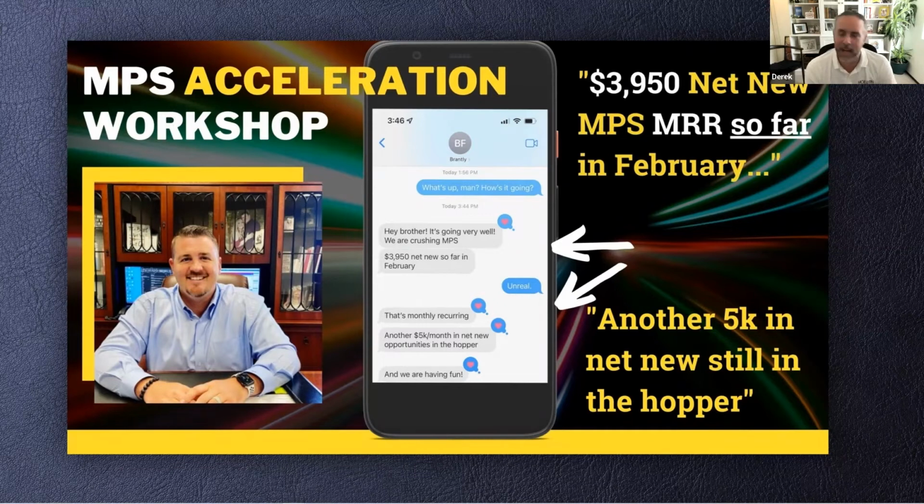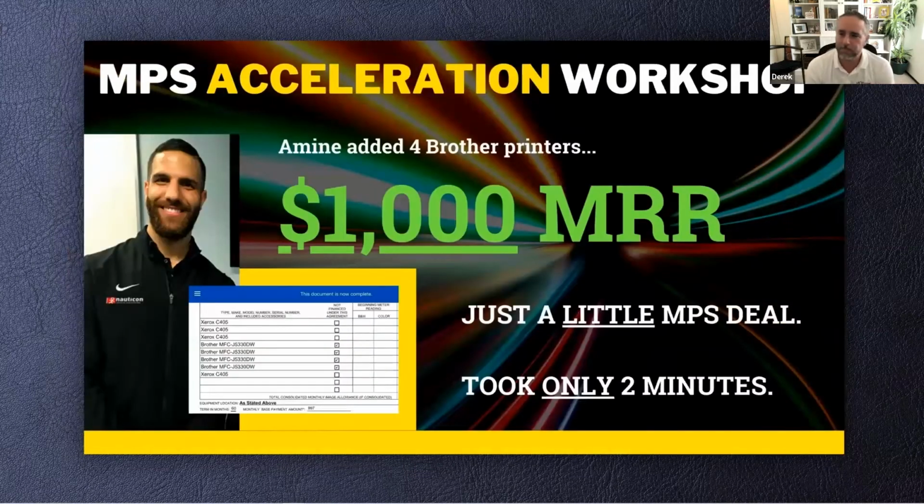Then I had someone else from this workshop, Amin right here. He's from Nauticon, a VP of solutions out there. He was in the same workshop, and he texted me the next day. His text message first said, hey, I think I got the first deal of the group, because he wanted to be the first person to close a deal. He said, Derek, I just added four Brother printers. That's the DocuSign he sent me of the deal he got. He said, this took me 2 minutes. Just a little MPS deal, $1,000 per month monthly recurring. He was like, thanks, appreciate that.